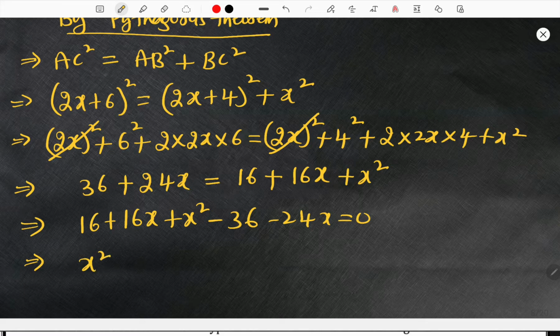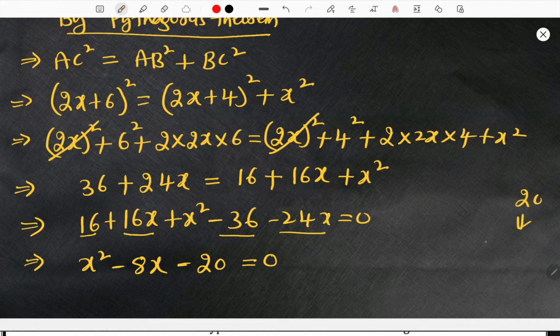Now look at this, 16x minus 24x. How much does it become? Don't you think it becomes minus 8x? Because 24 minus 16 is 8, so minus 8x. Then afterwards 16 and minus 36 are there, so it becomes minus 20, which is equal to 0. Alright, I hope the calculations are quite clear. Now 1 into 20 you have to do, so you will get 20.